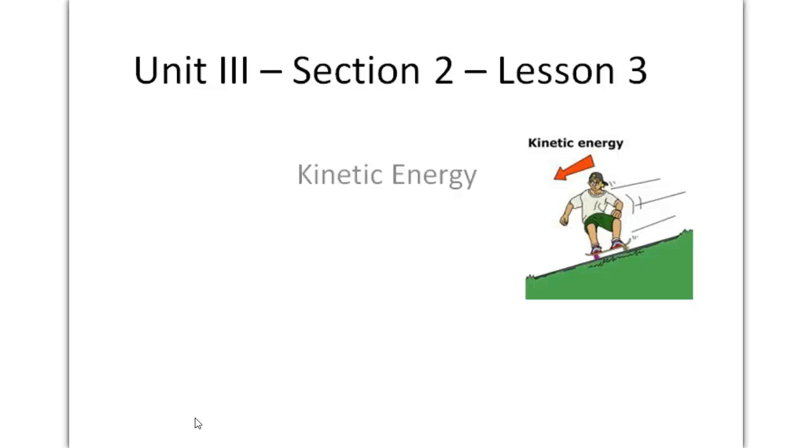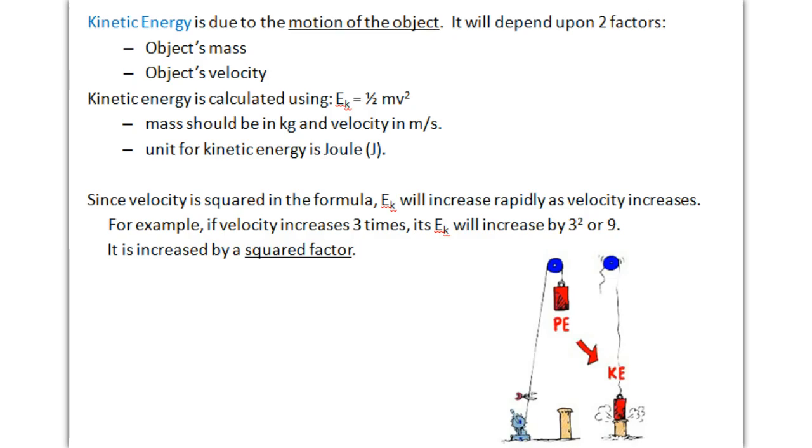This is section 2, lesson 3 of unit 3. In this section we look at kinetic energy, and as you maybe guessed by the picture here, kinetic energy is energy due to movement. So it's due to the motion of the object and depends upon two factors, the mass of the object and the object's velocity.